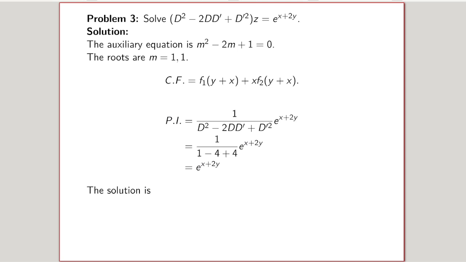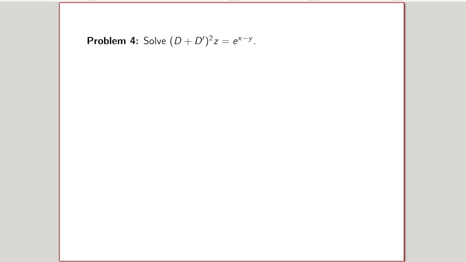Writing the complete solution, it is nothing but z equal to CF plus PI, just combining both the terms. This is our CF and this is our PI. I hope this problem is clear. Let us go to the next problem.